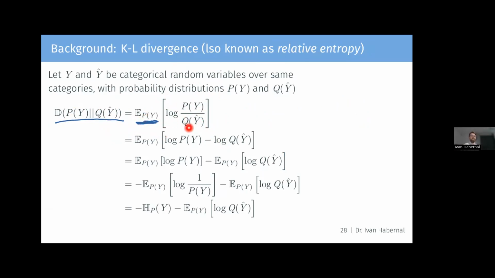Then if you do the math and logarithms and so on, you end up with two things. You can decompose this into two things. What is this? Anyone know this from probability theory? What is H typically?